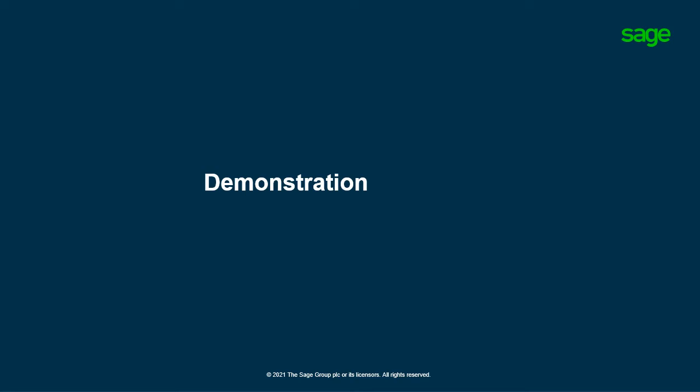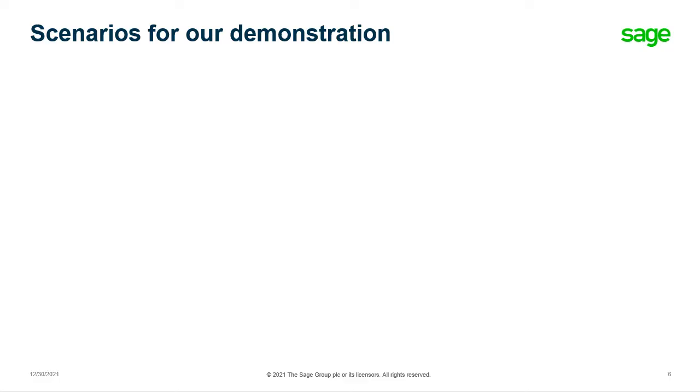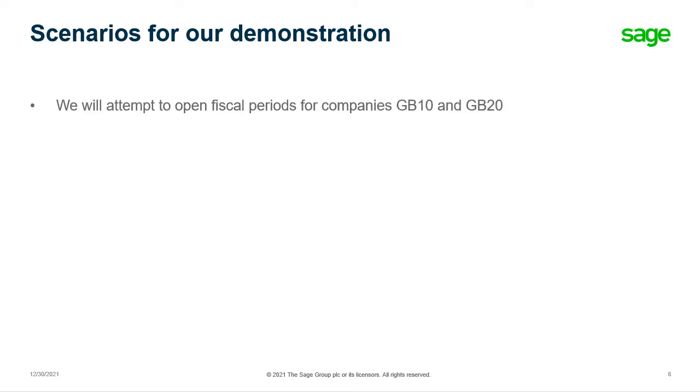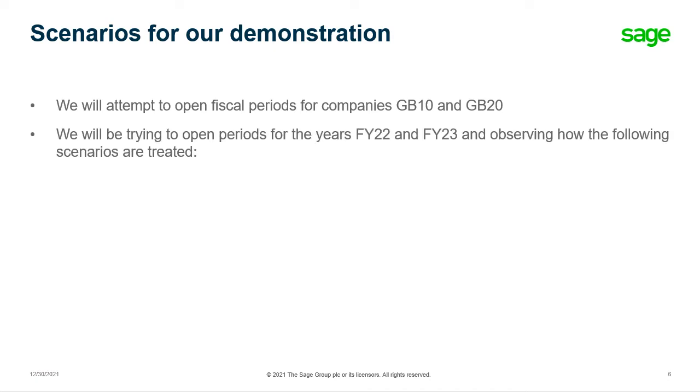So let's have a quick demo of the function. Now I've set up some scenarios for our demonstration. We're going to attempt to open fiscal periods for companies GB10 and GB20. We will be trying to open periods for fiscal year 22 and fiscal year 23, and we'll be observing how the following scenarios are treated.